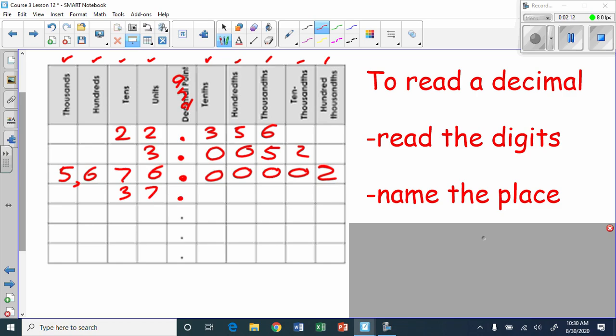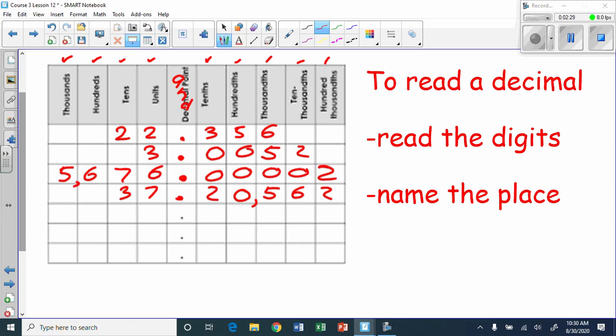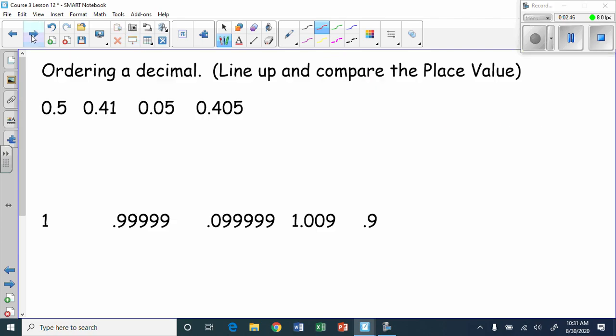37 and, as I look at this one right here, we have four numbers, so it's 37 and 20,562 hundred-thousandths. It just doesn't make a whole lot of sense to write down 37 and 20,562 hundred-thousandths. You just won't see that. You'll see the decimal form. We'll leave a couple of those spots there as we come back.